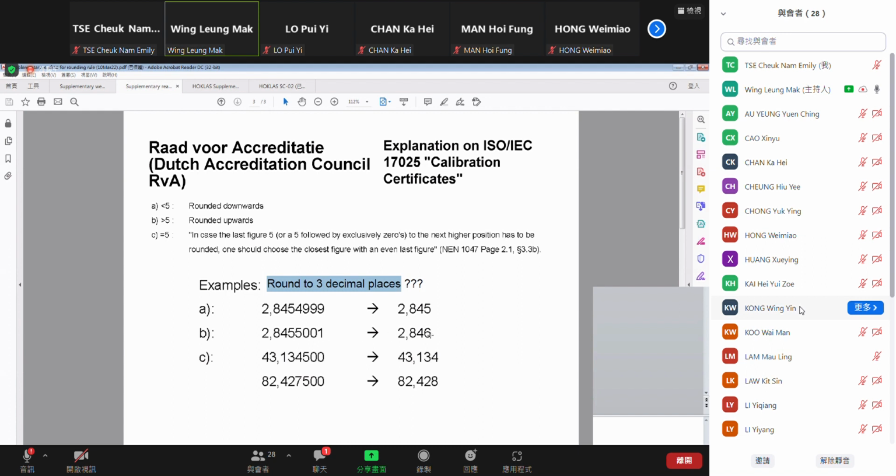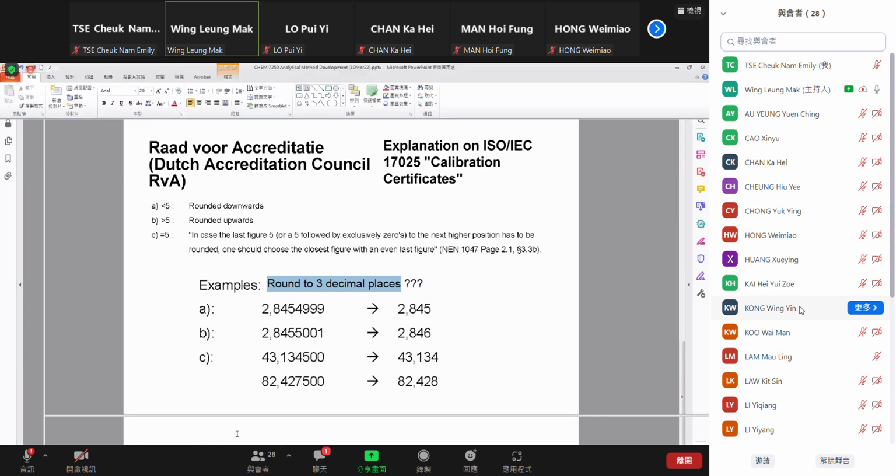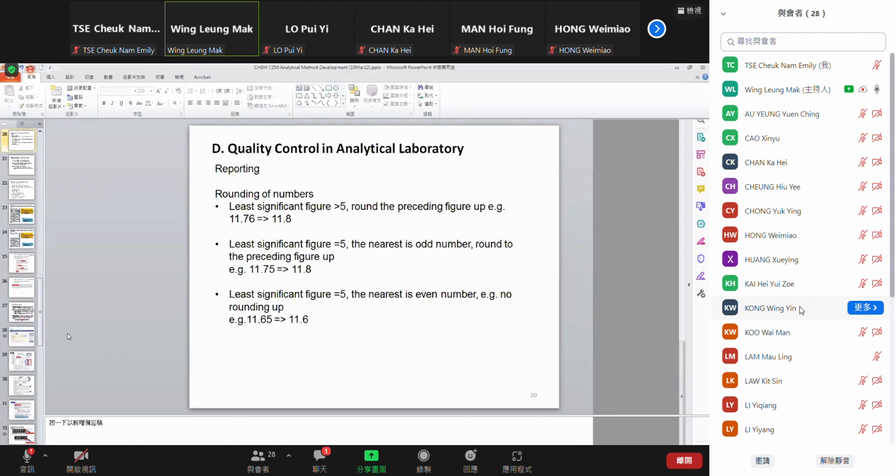2846. Okay. How about if all the remaining is 0? Remaining is 0, the previous one is an even number, no round up. Goes back, the remaining is 0 and it is the odd number, round up. Okay. That's the information I give you in this slide.